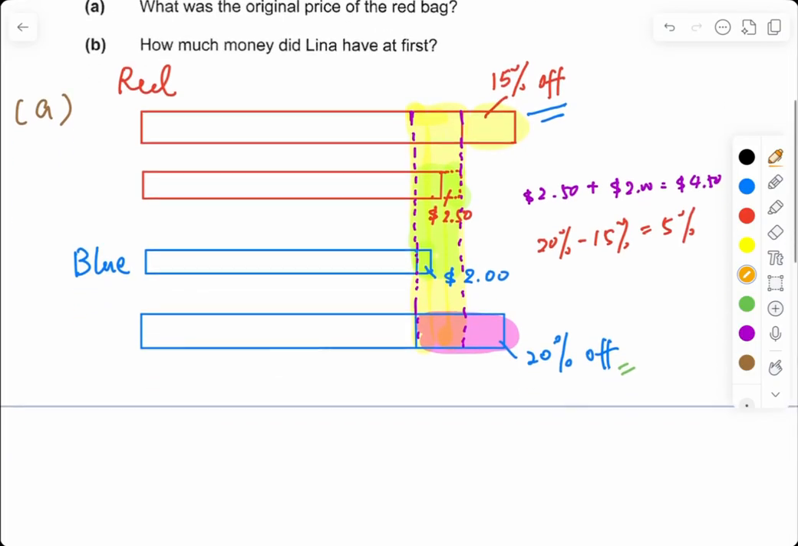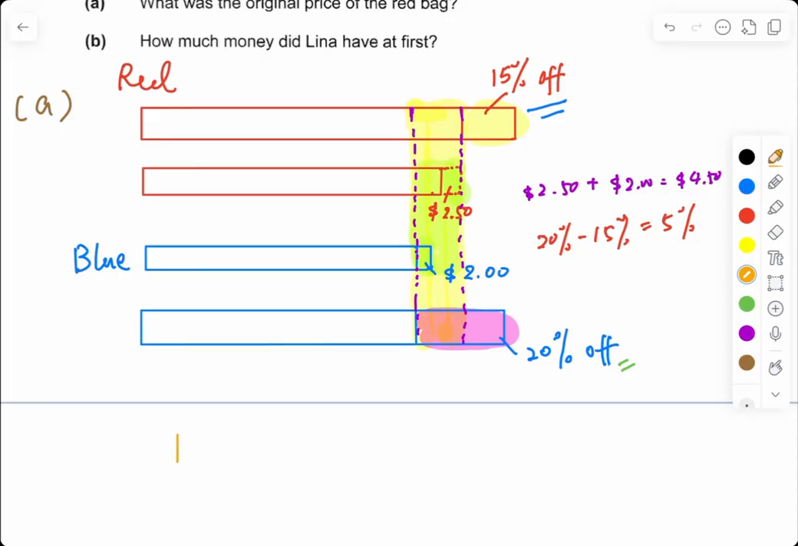Now let me draw it here. The difference or the money is $4.50. And the percent difference is 5%, which means $4.50 is exactly the 5% of the original price of the bag. So therefore, now we can use this relationship to find the original price of the bag.